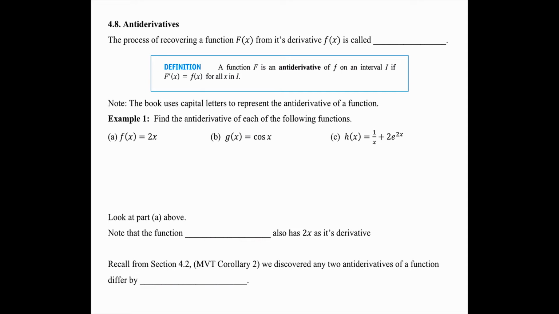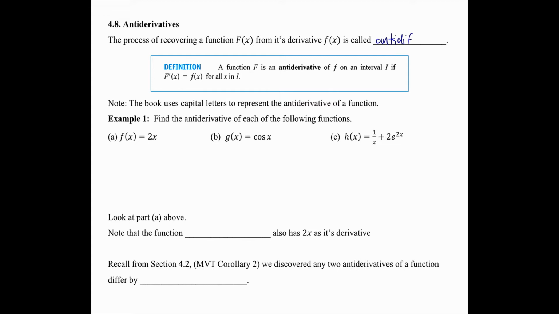The last thing we look at in Calculus 1 is the idea of an antiderivative. And much of what you do in Calculus 2 will be working with computing these and finding their applications. The process of recovering a function f of x from its derivative is called antidifferentiation.